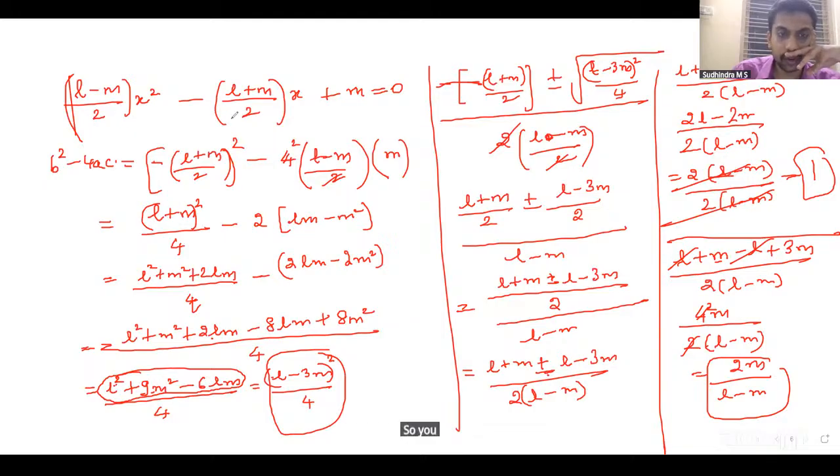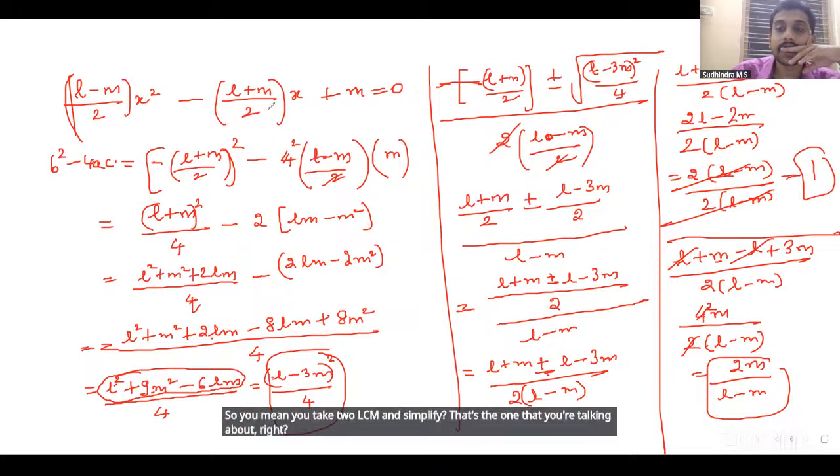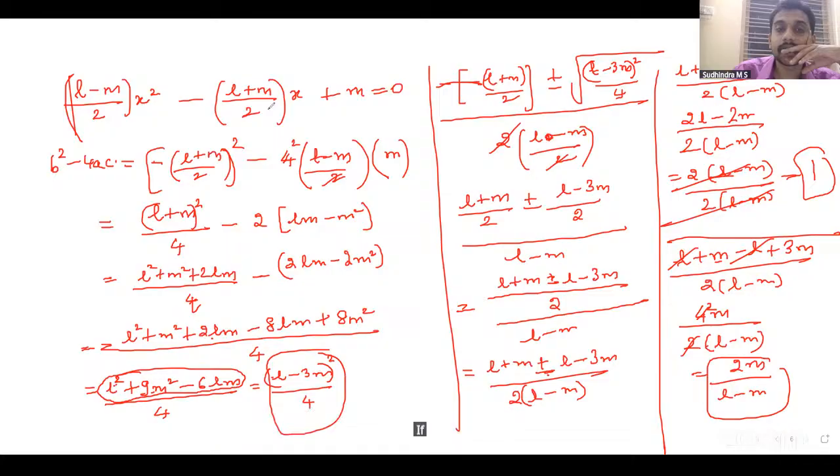So you mean you take the LCM and simplify. That's the one that you're talking about, right? Yes, sir. M into A into C, it will come, minus A into minus C. Adding both, it will come B minus. Okay. Done.